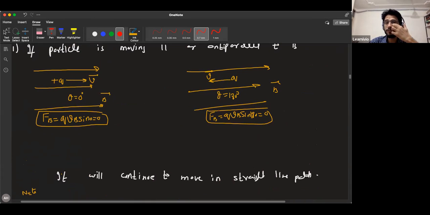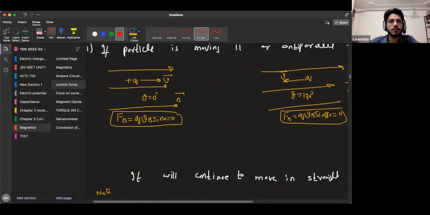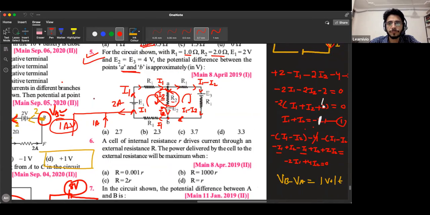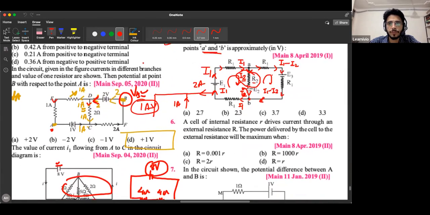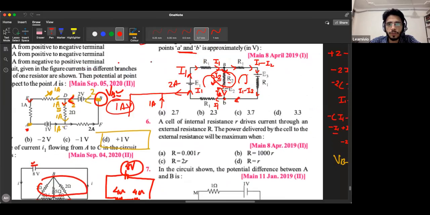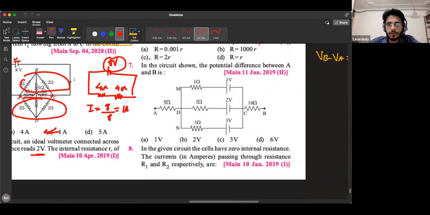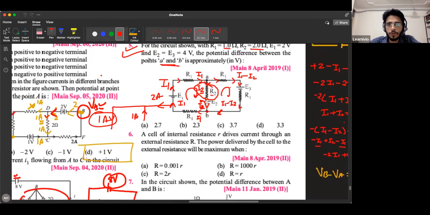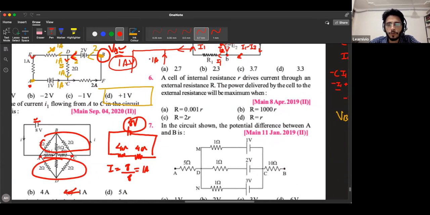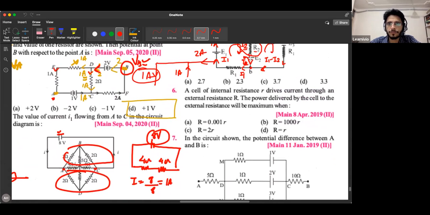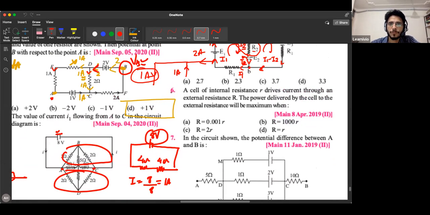Okay, so let's leave magnetics here and start our revision of chapter 3, current electricity. Last time we finished question number 5. This is the last day we are doing circuits. Do this question number 6.